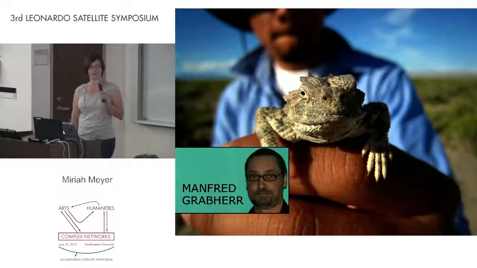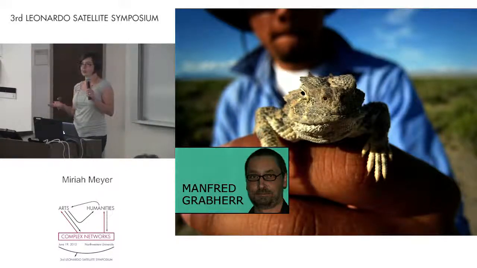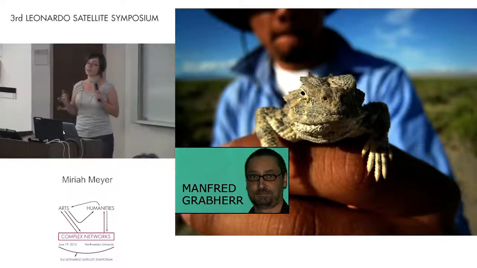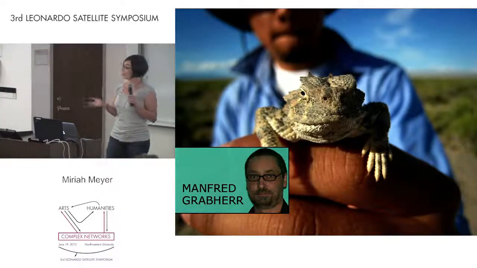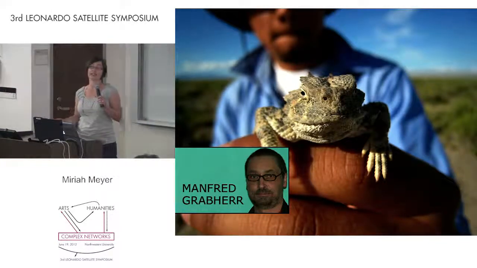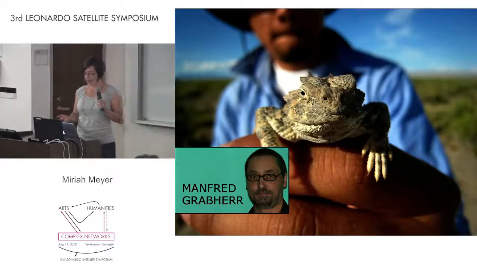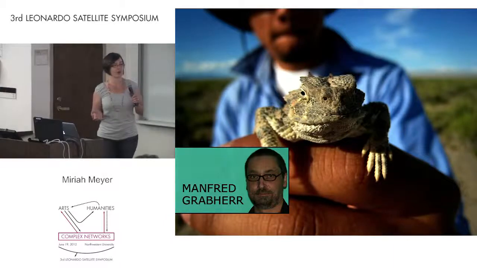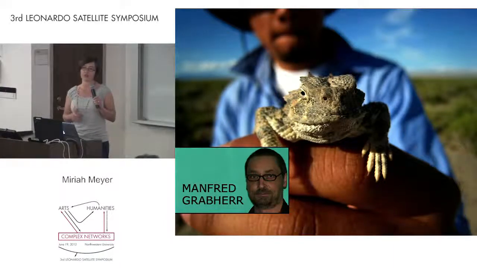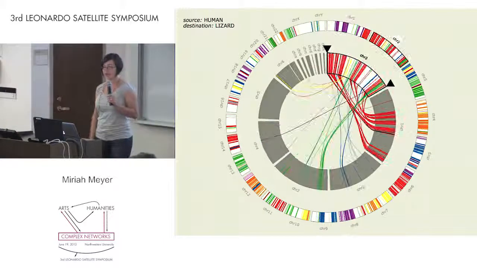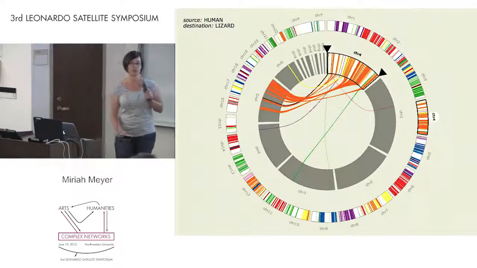So my collaborator, Manfred Grebherr, is tackling this question by comparing the human genome with that of the lizard and looking for regions of similarity between the two. And ultimately, he hopes these sorts of comparisons will shed light on how our genome encodes who we are. Now, Manfred and I started working together at the point that he was really struggling to make sense of his computational results using off-the-shelf visualization tools. So we worked together for a couple of months, and we developed a tool called MISB.